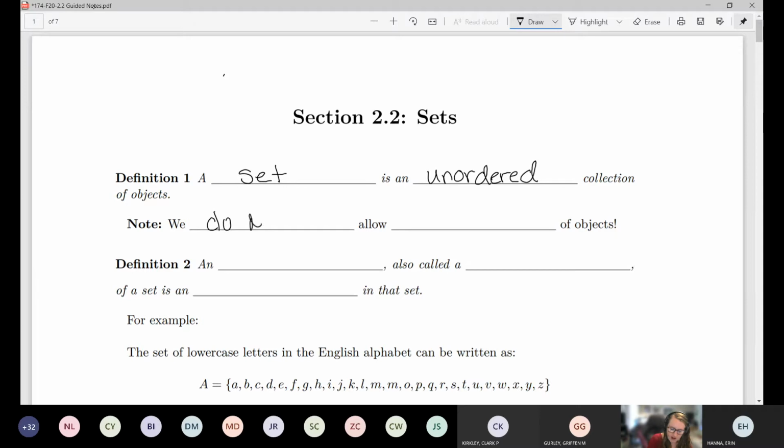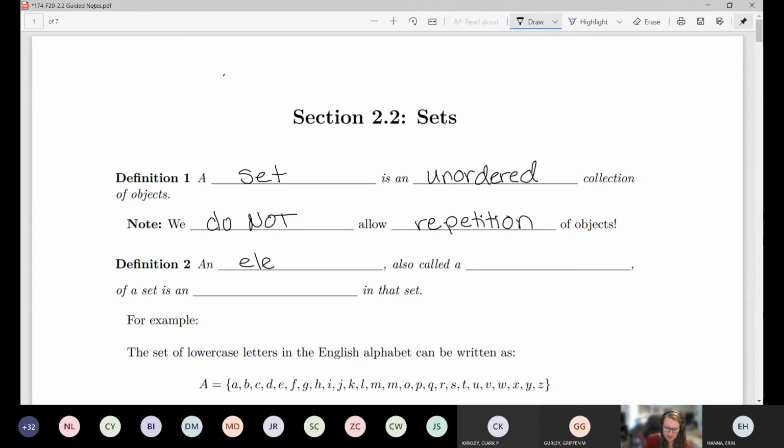We do not allow repetition. So if you were talking about the set of all even numbers and you started to list them off and you said 2, 4, 6, 8, 2, 6, 10, you repeated 2 and 6, we wouldn't allow that. Everything in the set should only be listed once.